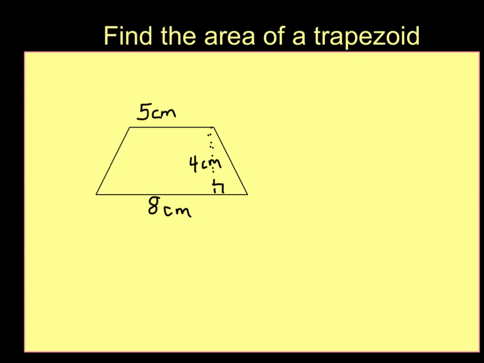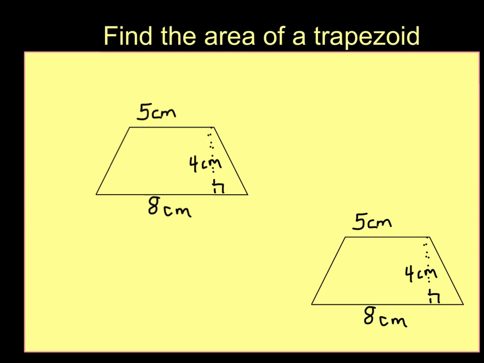All right, let's take a look at how we would find the area of a trapezoid here. So here's our trapezoid, and we can see this trapezoid has a height of 4 centimeters. It was not very easy to draw a straight line on this, so forgive me for that. And then we have one base here. The bottom base is 8 centimeters. The top base is 5 centimeters.